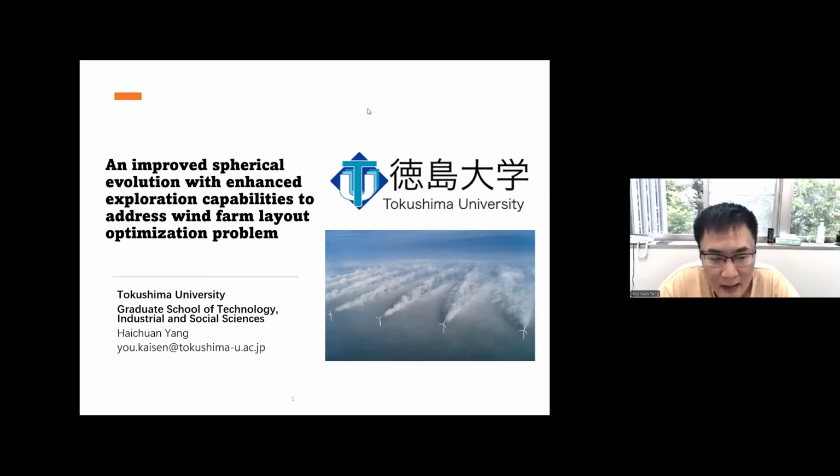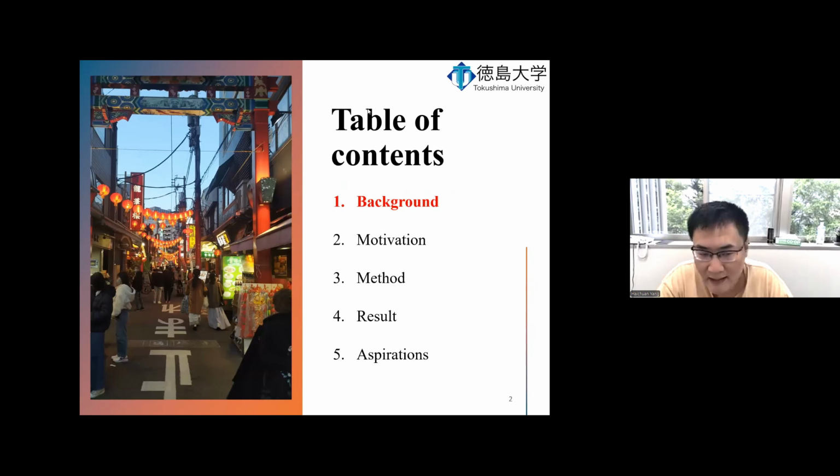Okay, thank you very much. My name is Haichuan, and I'm from Tokushima University. And today I want to introduce my research about improved spherical evolution with enhanced exploitation capabilities to address wind farm layout optimization problems. So, firstly, I will introduce the research background. And the picture on the left is taken in the famous Japanese city of Yokohama.